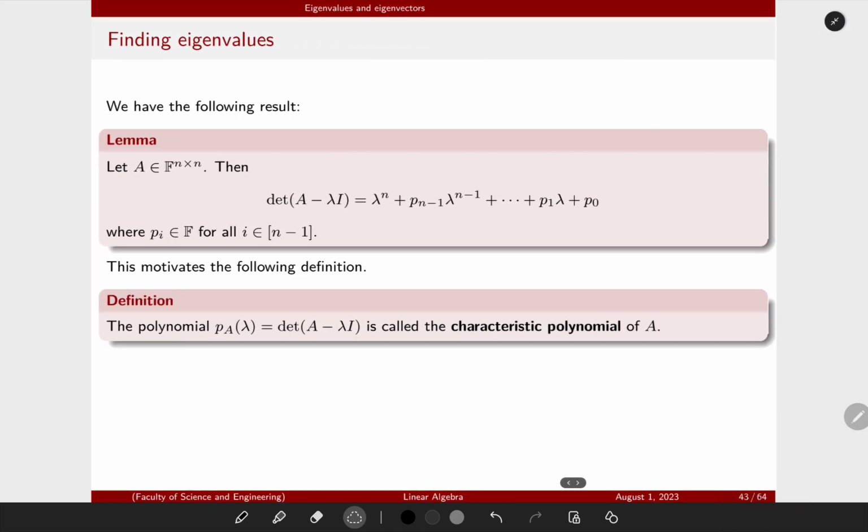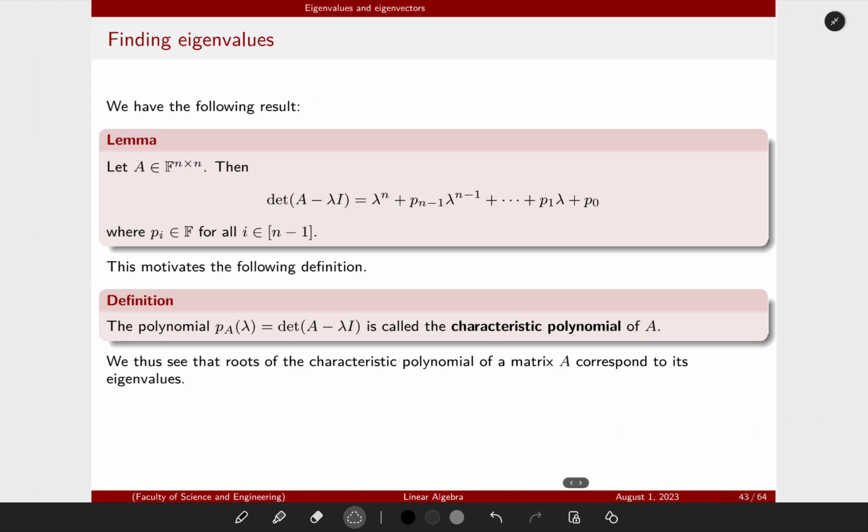And this motivates this definition. The polynomial P sub A, which is the determinant of A minus lambda I, we call the characteristic polynomial of the matrix A. And as I mentioned before, we want to set this equal to 0. Every lambda that satisfies this condition will also satisfy this condition, so lambda is in the spectrum of A, so it is an eigenvalue of A.